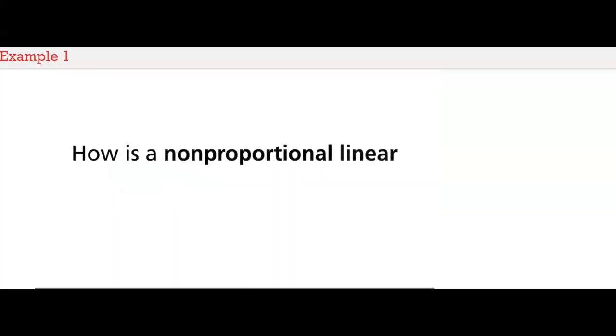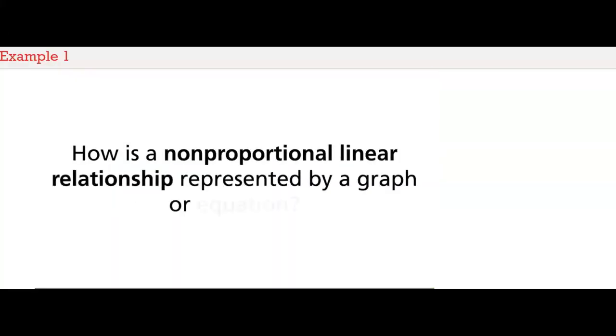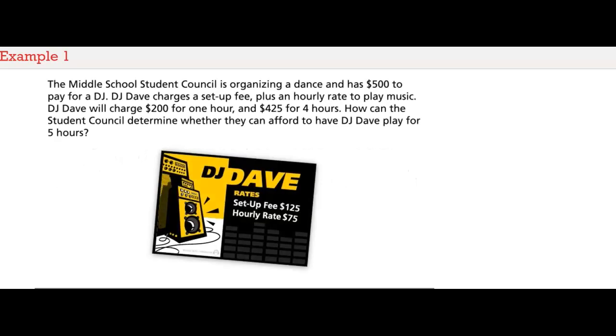Is a non-proportional linear relationship represented by a graph or equation? Think about this question during the lesson. The middle school student council is organizing a dance and has $500 to pay for a DJ. DJ Dave charges a setup fee of $125 plus an hourly rate to play music. DJ Dave will charge $200 for 1 hour and $425 for 4 hours. How can the student council determine whether they can afford to have the DJ play for 5 hours?